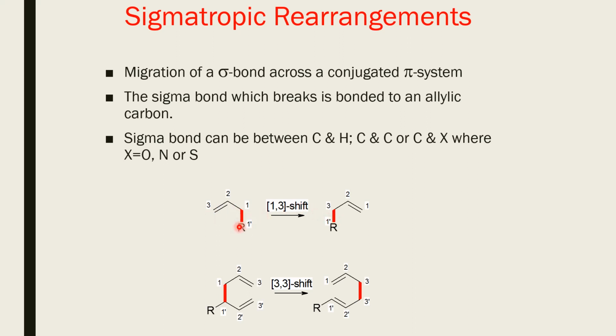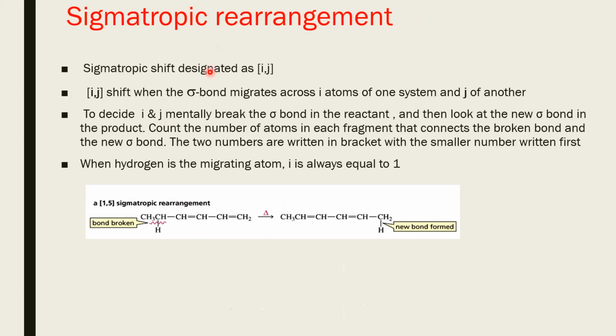If this happens to be hydrogen, then this is a 1,3 hydrogen shift. If it is a carbon or an alkyl substituent, then we say it's a 1,3 alkyl shift. Here it is a carbon-carbon bond which is migrating, going from here and coming here. This is an example of a 3,3 sigmatropic shift. Like I said, it is designated as [i,j]. We will see shortly how to determine the values for i and j.